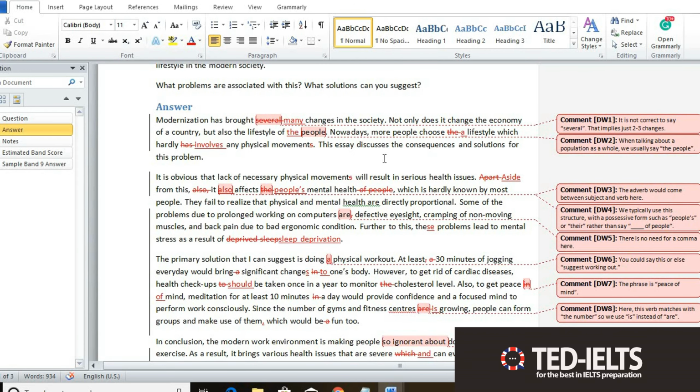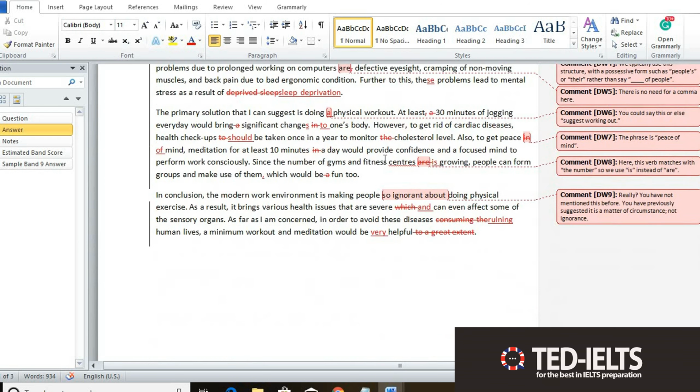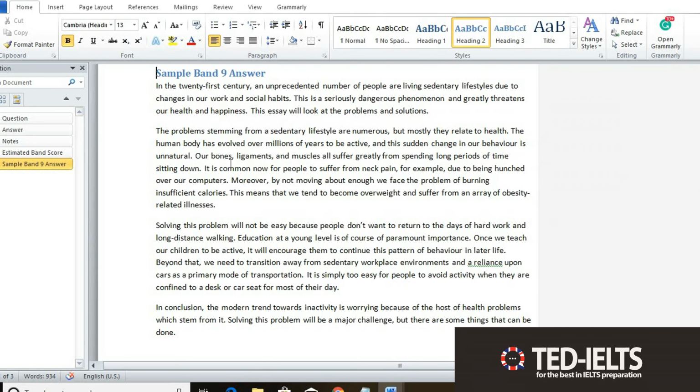So how do we actually improve upon this then? Well, I always write a sample band 9 answer for my students at the end of every essay, and we'll look down at this one here. You can see in my answer, I've laid it out in the basic 4-paragraph structure. In my introduction, I explain quite clearly what I'm going to talk about. I introduce the problem, and then I give a very short sentence just to say what this essay is going to do. It will look at the problems and solutions.